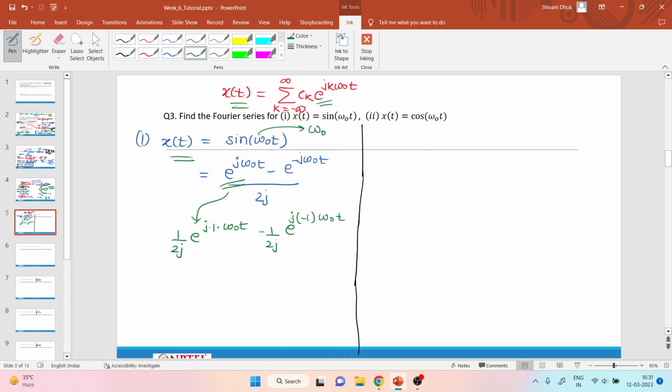And if I compare this and this, I can say that this factor here is simply ck when k is equal to 1. So this is simply c of 1, and this factor here is c of minus 1. So my c1 is equal to 1 by 2j and my c of minus 1 is equal to minus 1 by 2j, and ck is equal to 0 for all k which are not equal to minus 1 and 1. Is this okay?